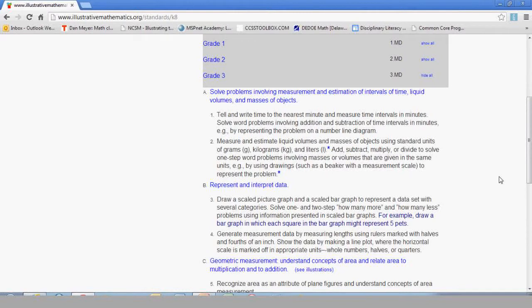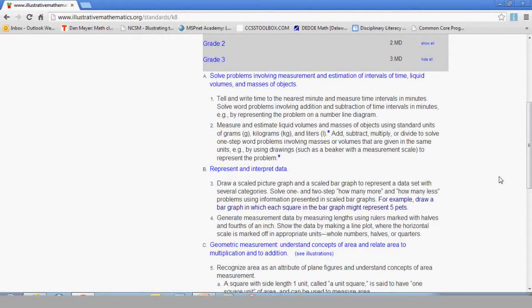And then we have this idea of elapsed time and masses and volume. So that's an introductory piece in third grade that serves as a foundation for fifth grade in geometric measurement. And then you see also we have some data pieces in third grade we need to worry about. I haven't talked about those in this series, but those are pretty self-explanatory in terms of the data measurement.